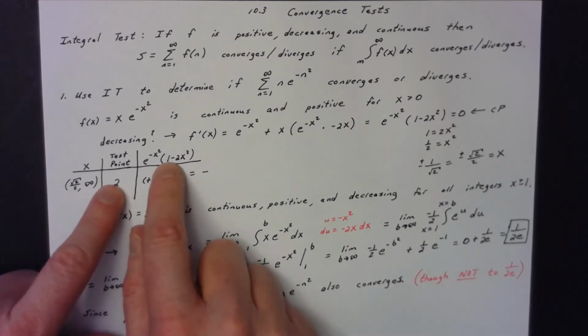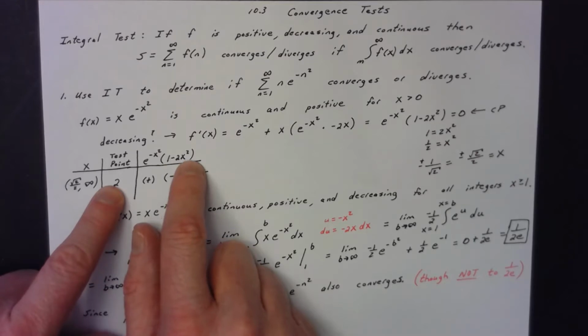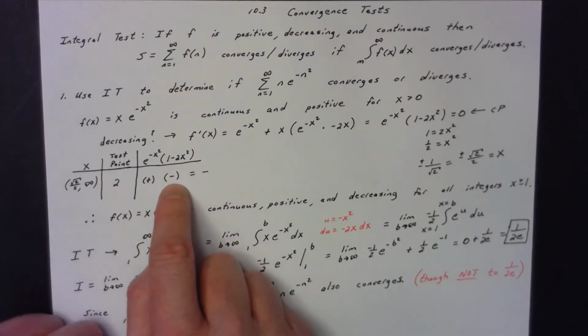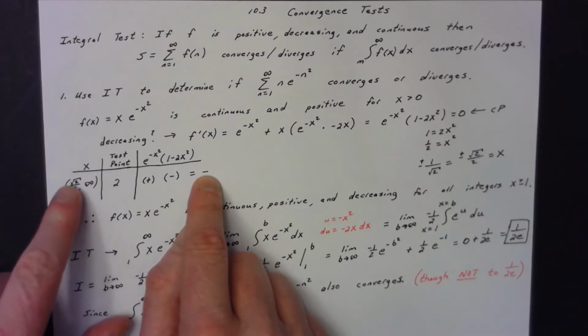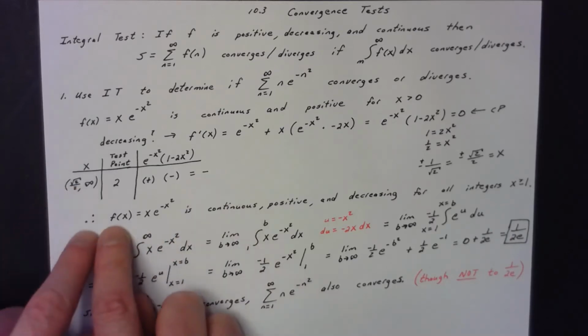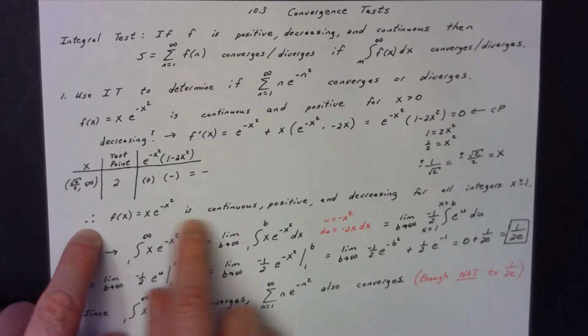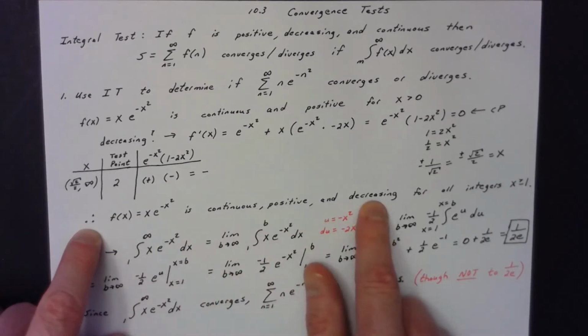That second factor, 1 minus 2 times 2 squared, would become a 1 minus 8, which is negative 7. The number doesn't matter; it only matters the sign. I know that my first derivative would be a negative product in this region. A positive times a negative is a negative. Anywhere your first derivative is negative, we know our function is decreasing. So that's why I said, therefore, this function is continuous, positive, and decreasing.